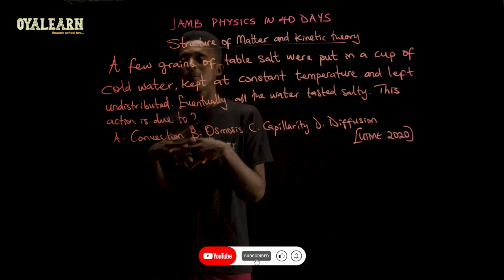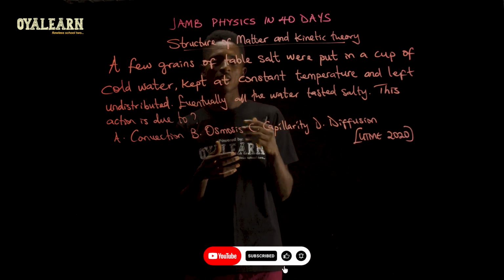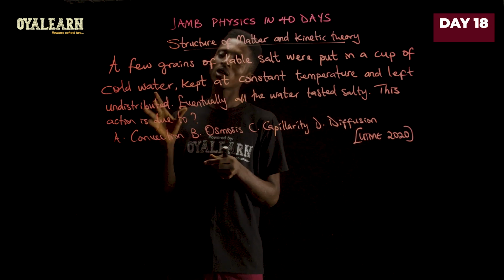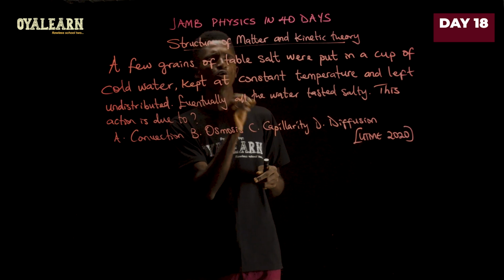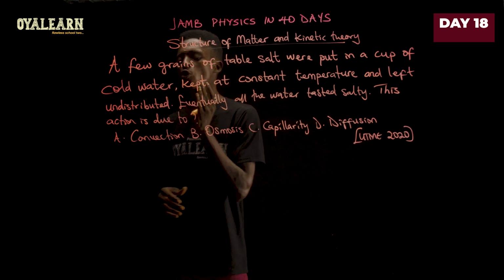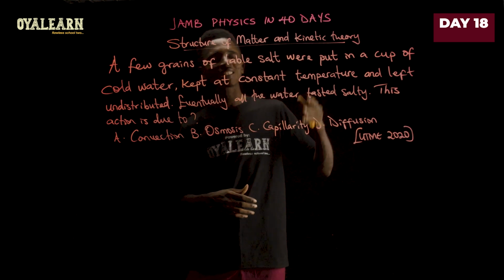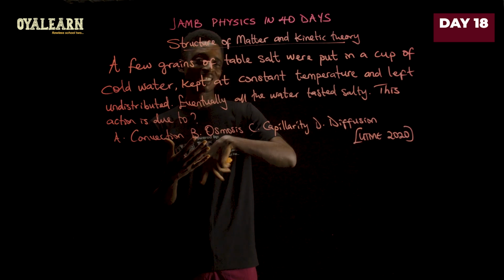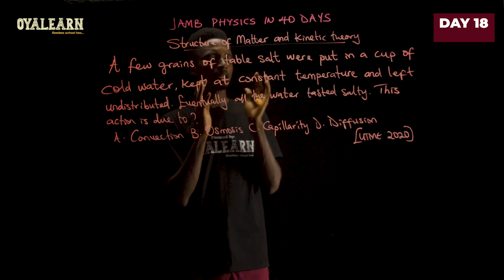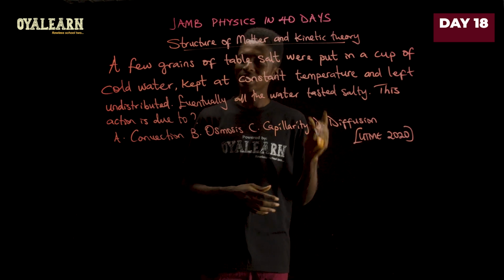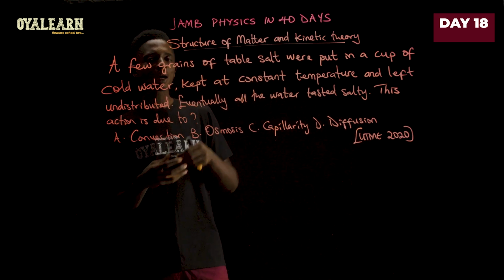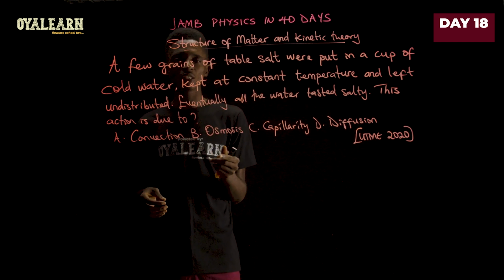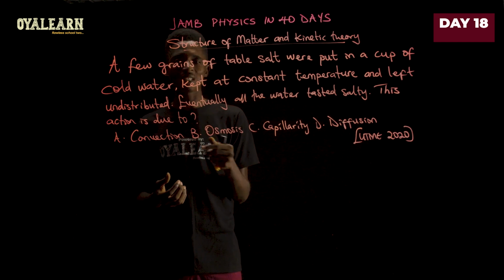This question has been repeated in quite a number of years of JAMB exams and most recently in 2020. And the question says, a few grains of table salt were put in a cup of cold water, kept at constant temperature, and left undisturbed. Now, left undisturbed means it wasn't stirred, right? Now, eventually, all the water tasted salty, and this action is due to... Now you see that when you add the quantity of salt to the water, initially, the region that's supposed to taste salty is within that part where the salt was added, right?